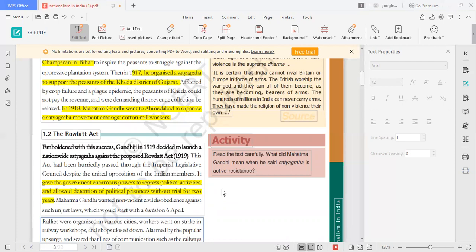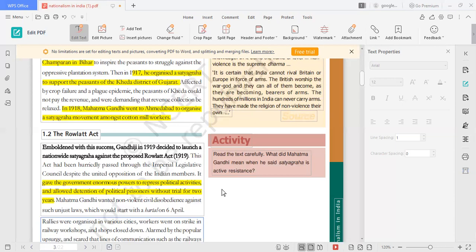According to this act, the government can arrest any political leaders. They can be imprisoned for more than 2 years without trial. No appeal, no inquiry. They can be imprisoned for 2 years. This was opposed by the Indian Legislative Council members, but the British government was not bothered.